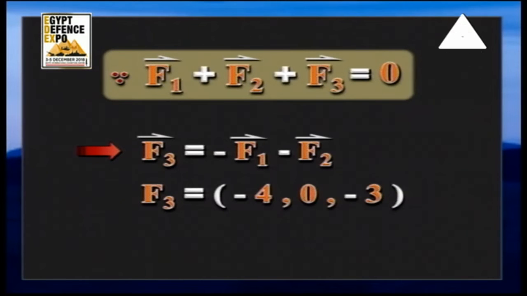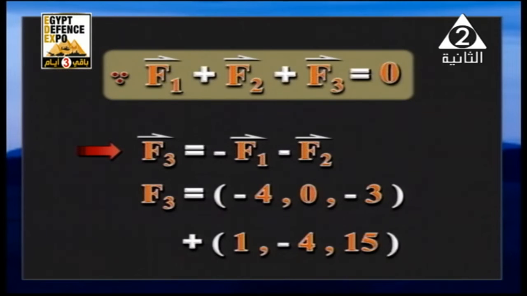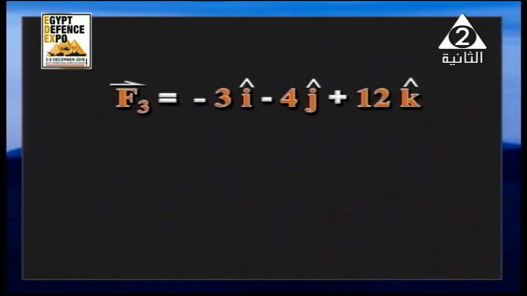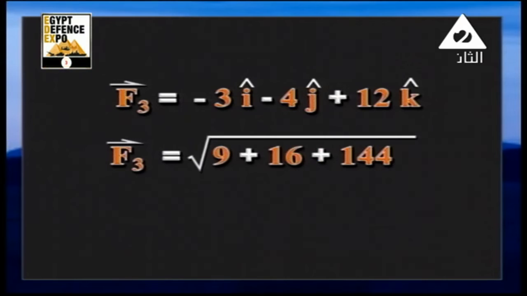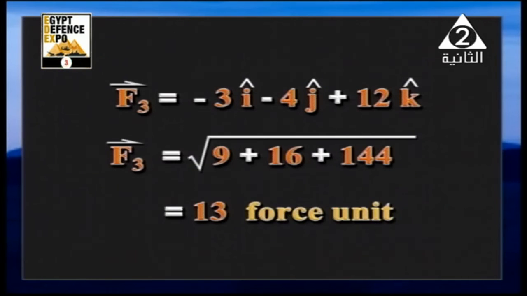F3 equals negative 4, 0, negative 3, 1, negative 4, 15. The value of F3 is negative 3i, negative 4j plus 12k. By using the magnitude, square root of negative 3 to the power 2 is 9, negative 4 to the power 2 is 16, 12 to the power 2 is 144. Then the third force is 13 force unit. My dear student, the third force is 13.